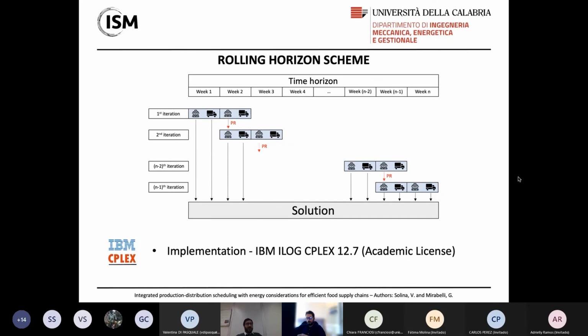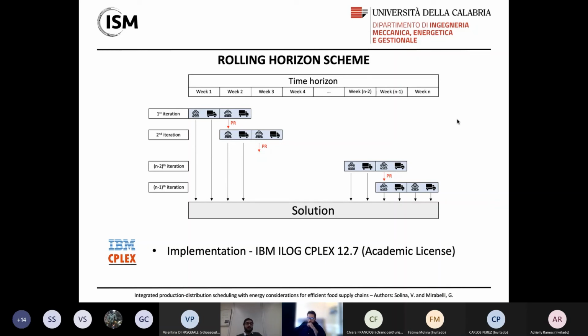If we have a time horizon of n weeks, we have n-1 iterations. On the first iteration, I receive the customer orders at the beginning of the first week, and I plan the production and the shipping. Then these are the production and shipping plans for the next 2 weeks, because I suppose that on the first week I can look only to the next 2 weeks.